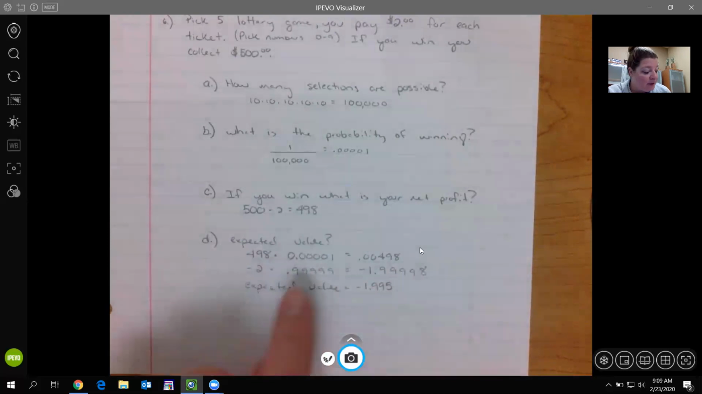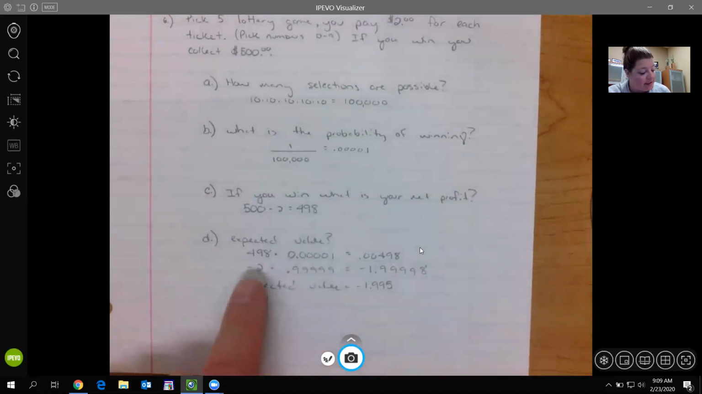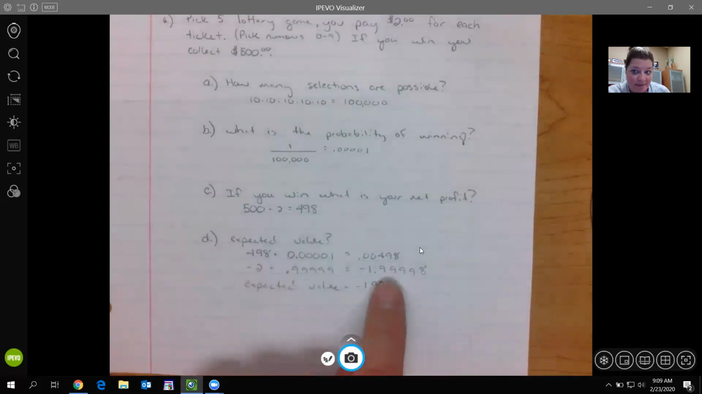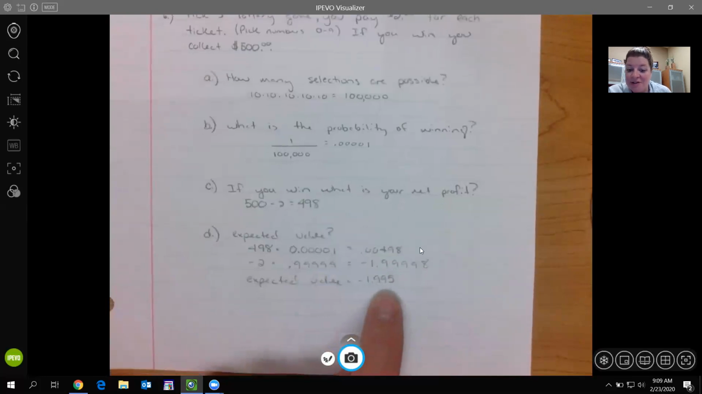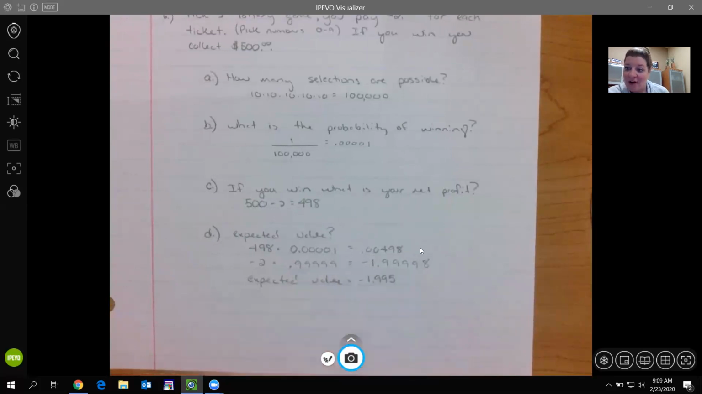So if we lose our $2, we multiply those and we get this number. We multiply those and we get this number. Then we add those and we get our expected value of losing $1.995, basically losing your money. This is real, except I left off the Powerball. This is the probability of winning the Powerball. Now, we all hope we're going to be that one person that picks. And in the Powerball, you could have to share too, but we didn't take that into consideration here.